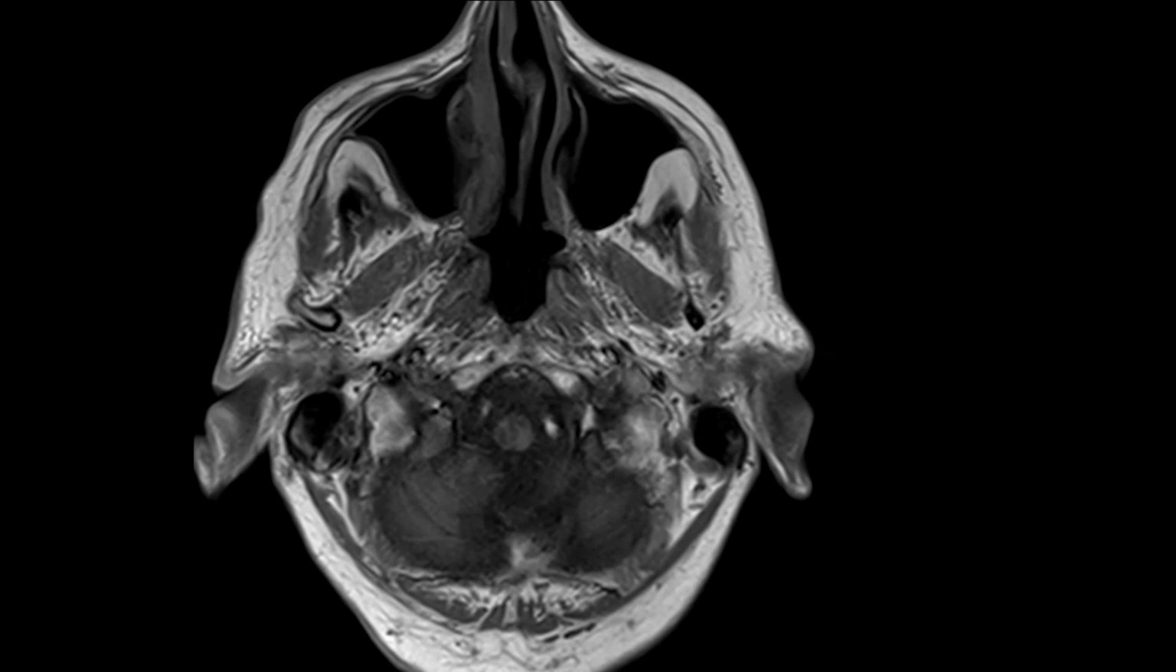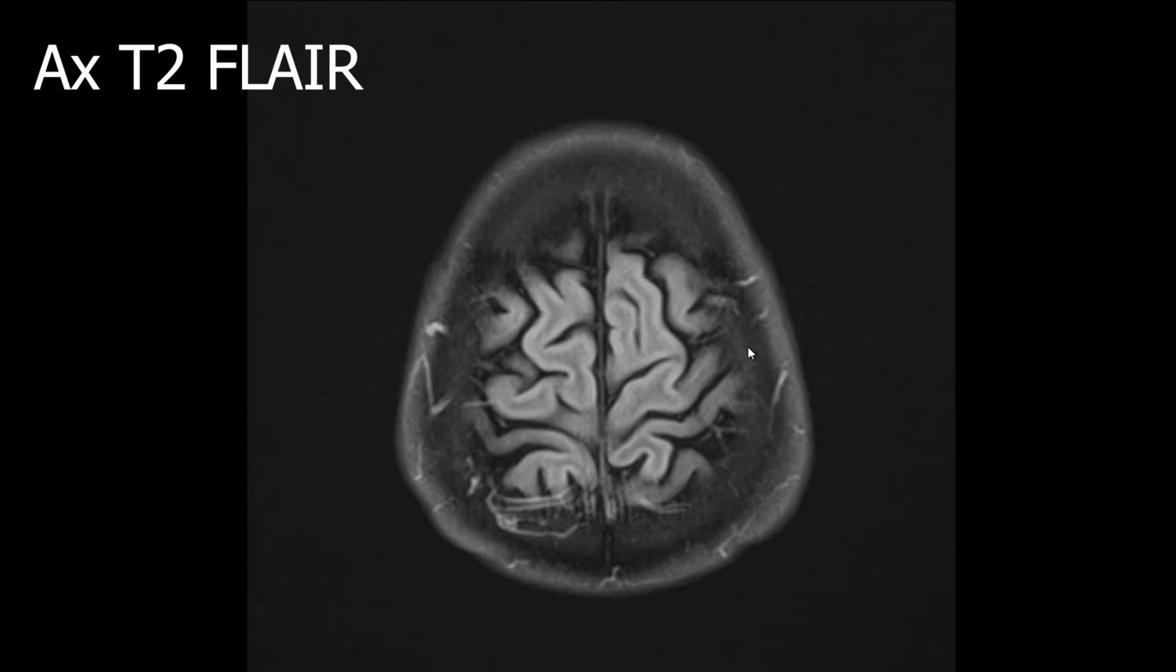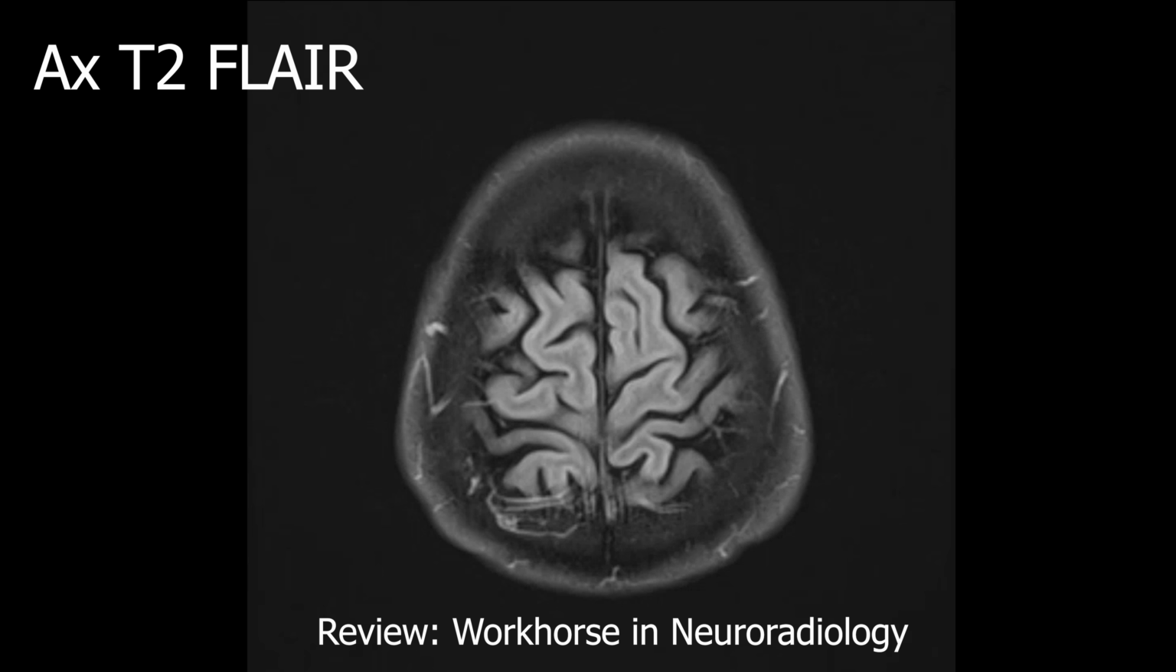The next sequence to look at will be the axial FLAIR. Axial FLAIR is obviously a very important workhorse of neuroradiology, other than pathology in the brain, such as tumor, stroke, edema, hemorrhage, midline shift, or hydrocephalus. I will make sure I check the following structures.